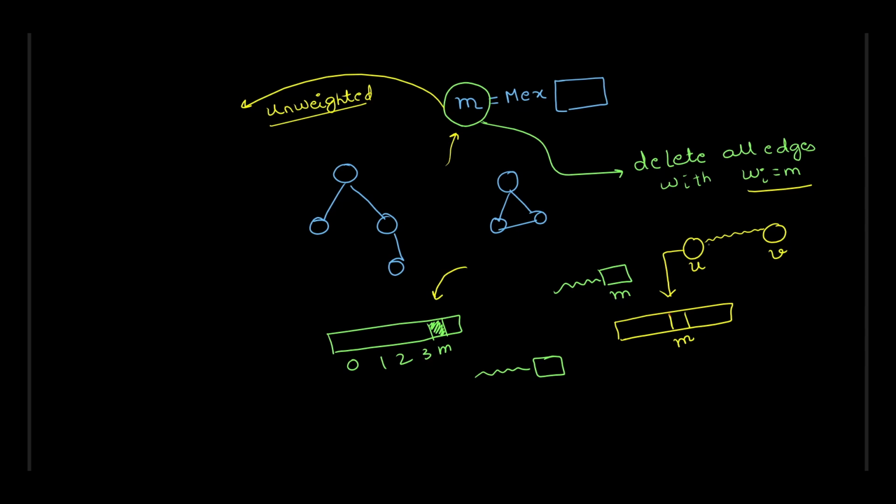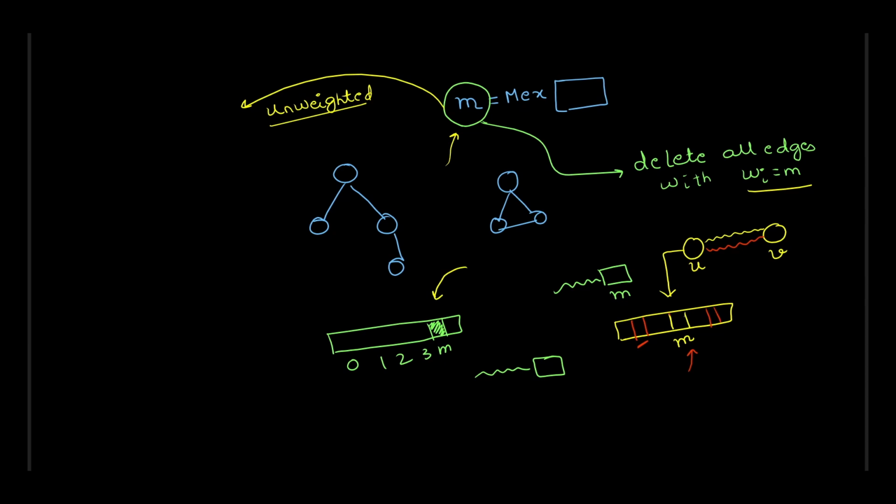Like you have found one path where the MEX, where this gap exists. But what is the guarantee that there is no gap here? There could be a gap here as well. In fact, there could be a gap on the right hand side as well.